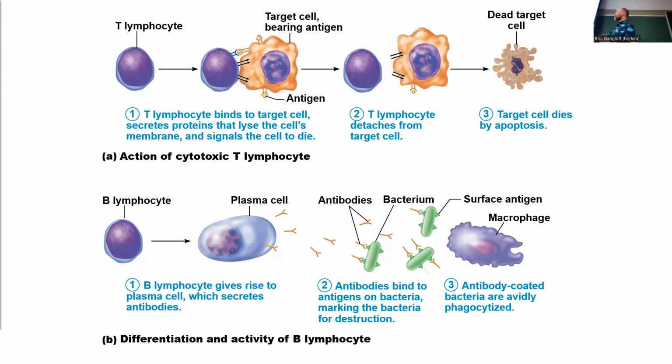There's way more complicated stuff going on here in terms of the different types of antibodies and how they're marked, and different types of bacteria and viruses, et cetera. But this is the general overview of how these T lymphocytes and B lymphocytes work. I'm going to pause here and see what questions you have.